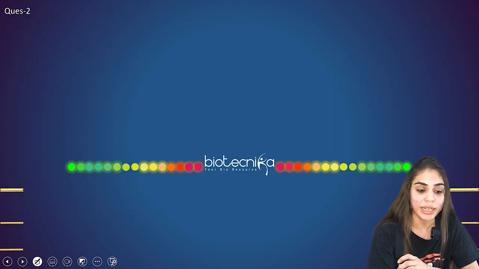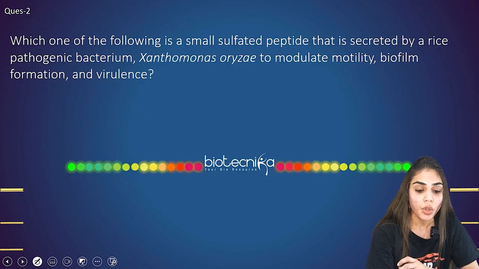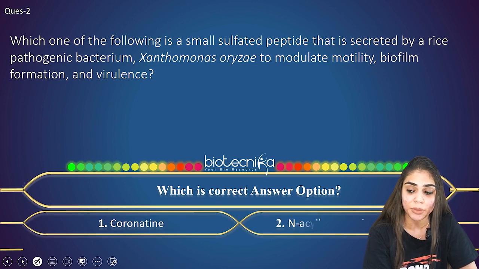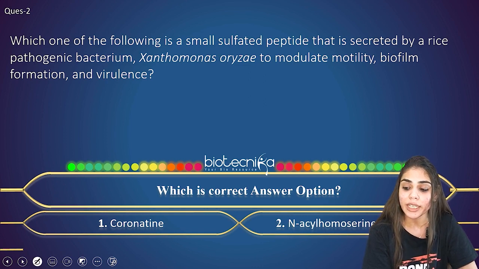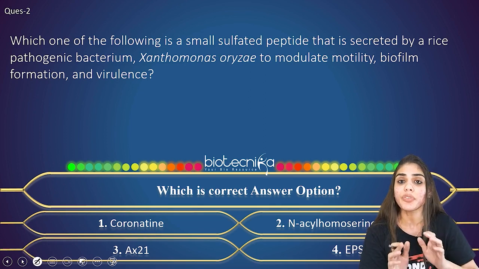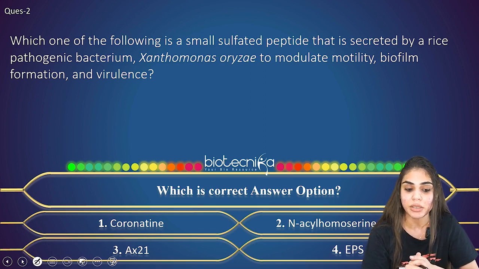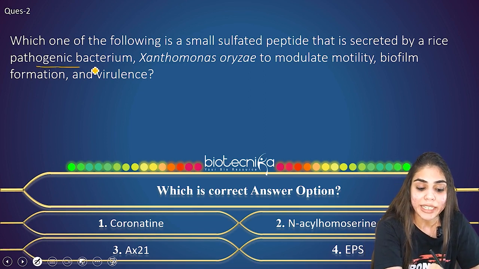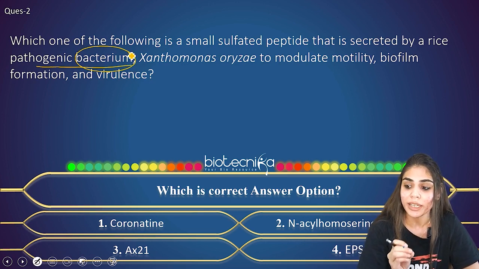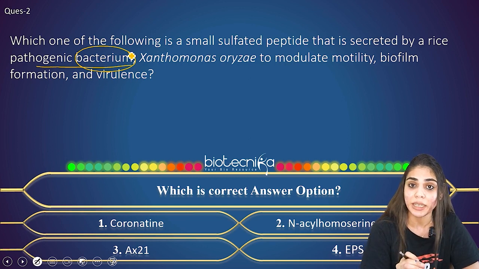Now let's come to the next question, that is about which one of the following is a small sulfated peptide that is secreted by a rice pathogenic bacterium Xanthomonas oryzae to modulate motility, biofilm formation and virulence. Now if you see, the question has given you many hints. Pathogenic bacterium means a bacterium that actually induces diseases, but it is a rice pathogenic bacterium, which means it is causing disease in rice plant.